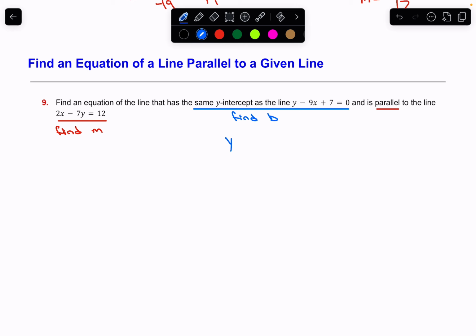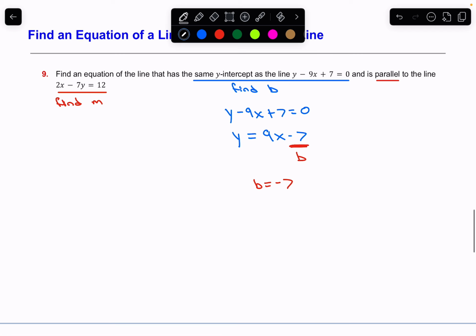So for the blue line, I'm going to take y minus 9x plus 7 equals 0. And I'm going to move the 9x and the 7 to the other side to get y equals positive 9x minus 7. When I do that, you can see the negative 7 is the b value. Okay, so b equals negative 7 here. That b value is going to go into the equation of my new line. So my new line's equation is going to be y equals mx plus b, where I already know that the b value is going to be the negative 7 that I just found.